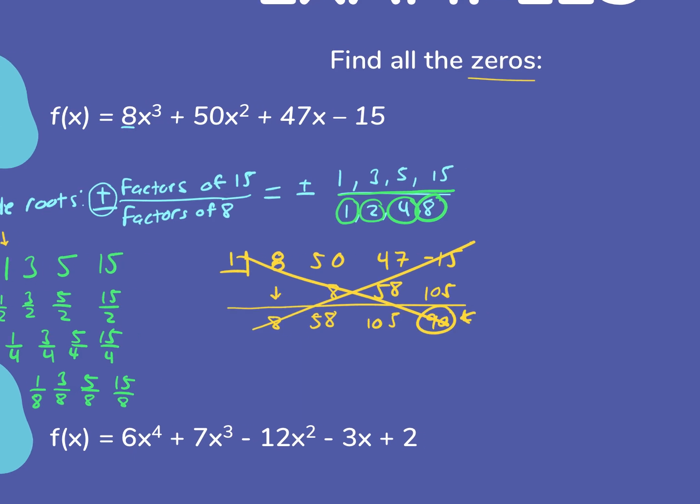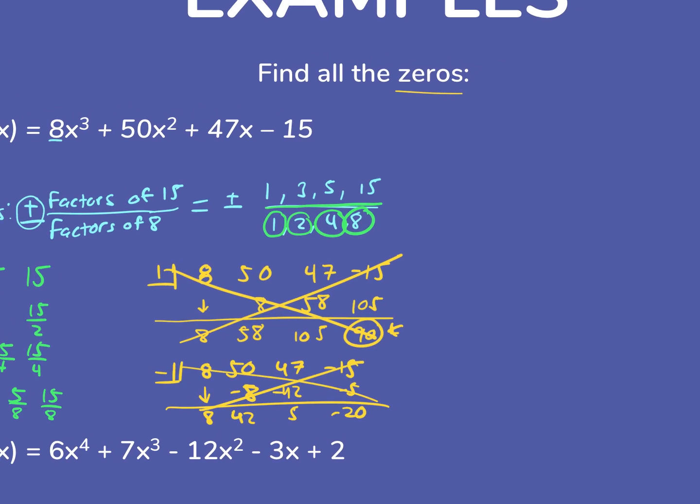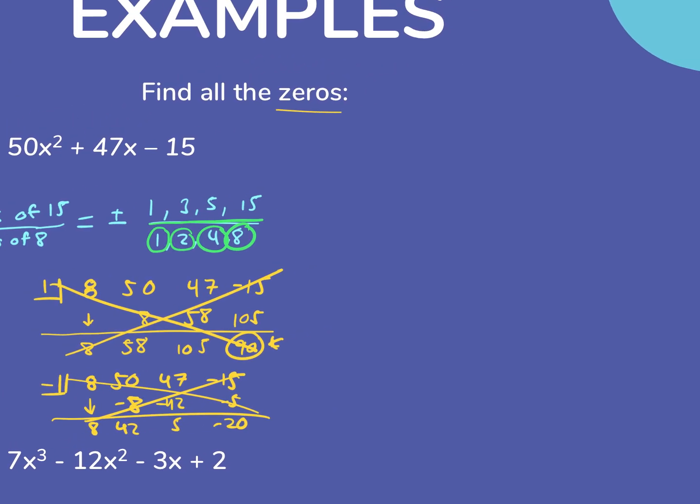The next best thing to check is -1, right? Maybe you get a negative number that works. So I'm going to try 8, 50, 47, and -15. Let's just see if -1 works. All right, so I'm going to bring down 8. I get -8, 42, -42, 5, -5, and then I get -20, right? That's not 0, so it doesn't work. And then I'm sure you guys can see from now that this actually gets pretty tedious if you have to get really complicated stuff.